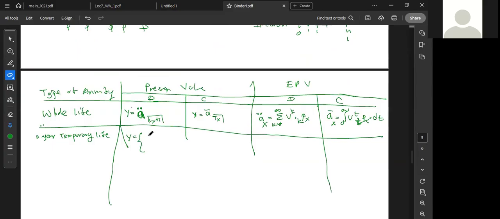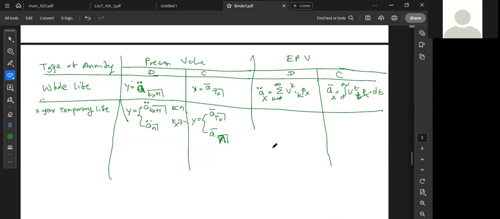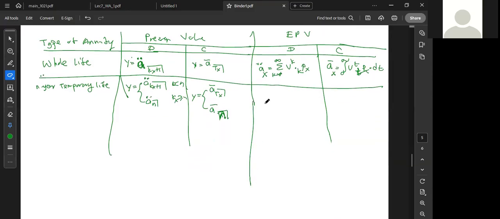That means we have two options. This part is same as the whole life. But at the end, if there is survival status at the end, then for sure we have N terms of payments. And for the continuous case, it is again the annuity for TX and the annuity for TX equal N. That means N terms. And for the present value, it is two dots X to N. This goes from K equals 0 to N minus 1.